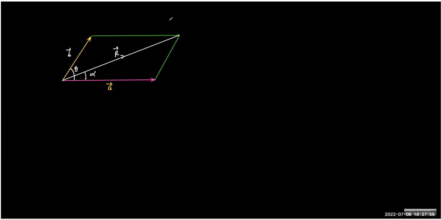And now what we can do next is draw the perpendicular and complete our right angle triangle. And we know everything. So this is B sin theta. This is B cos theta lengthwise. This is lengthwise A. This is lengthwise R. And again, you can do the same calculation as you did earlier.